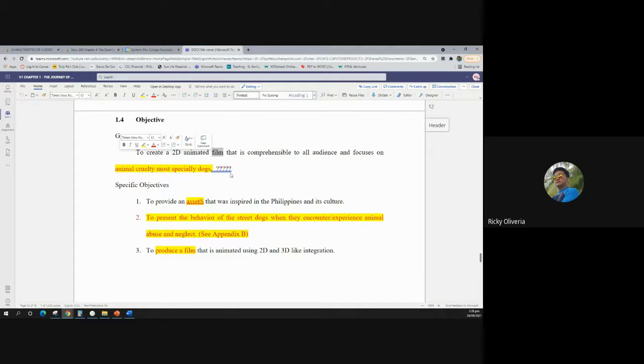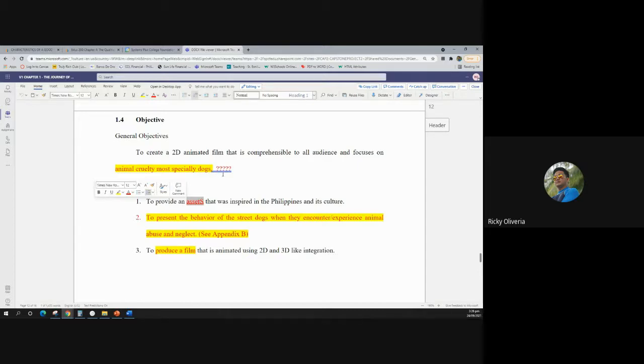Sabi ko, if they are going to use the word assets, okay, some people would not understand this. Kasi if we are referring to assets, in general, they might think of assets, those are owned, no? Convertible to cash. Pero, sabi ko, they have to find another word that would describe assets in general term. Okay, maybe they could say to provide different character designs, ganon, no? Character designs that was inspired in the Philippines and its culture, yung mga ganon, pwede niyang ilagay diyan, no?